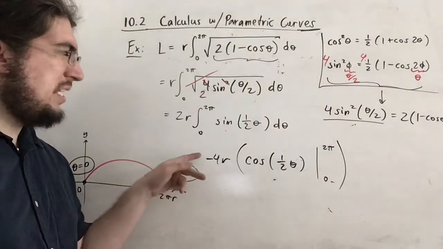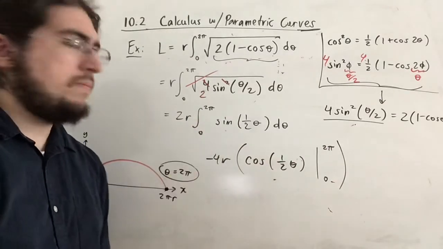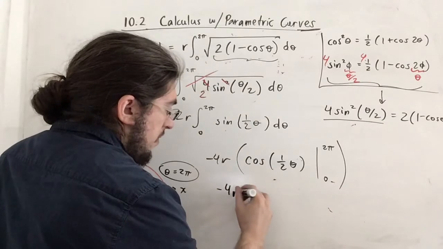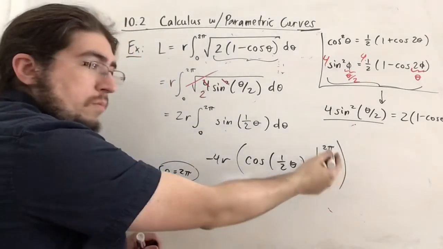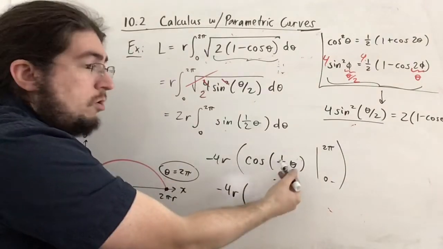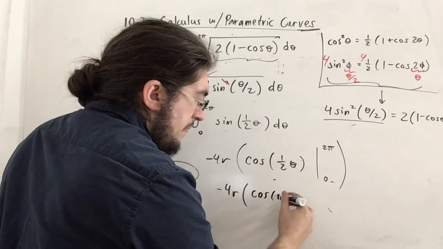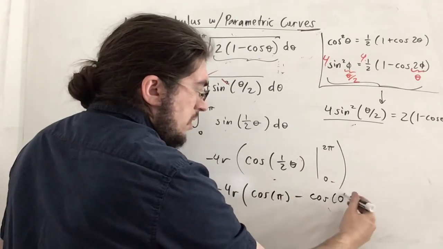Now of course if you wanted to get rid of this negative you can flip this, but we'll see it all come together in the end, I think. So let's see. We'll have negative 4r all multiplied by, let's do it now. When you plug 2 pi in here, you get cosine of 1/2 of 2 pi, which is just cosine of pi, minus cosine of 1/2 times 0, which is cosine of 0.